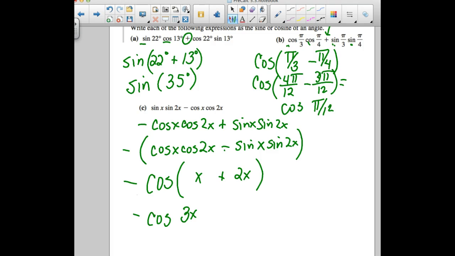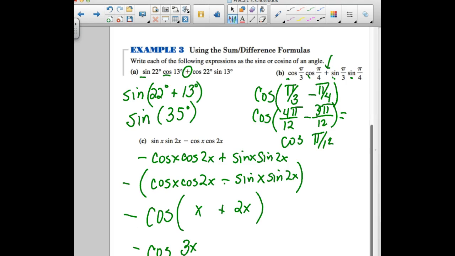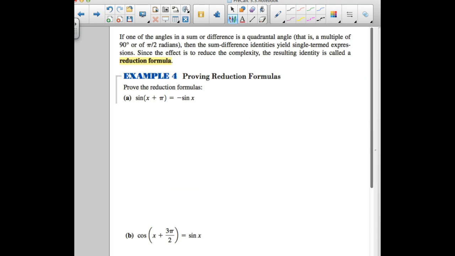All right, we have one more example. It says if one of the angles in a sum or difference is a quadrantal angle, that is a multiple of 90 degrees or of pi over 2 radians, then the sum and difference identities yield single-term expressions. Since the effect is to reduce the complexity, the resulting identity is called a reduction formula. So you'll see some reduction formulas as we continue on in trig. This one is asking us to prove the formula that the sine of x plus pi is equal to the opposite of the sine of x.